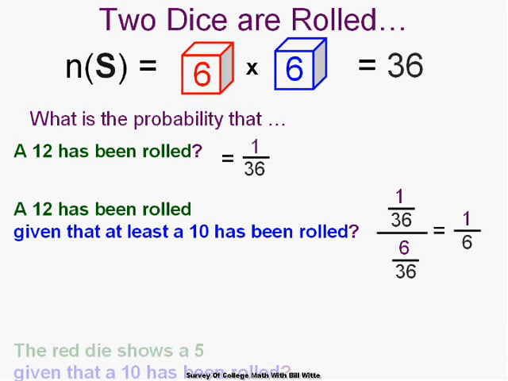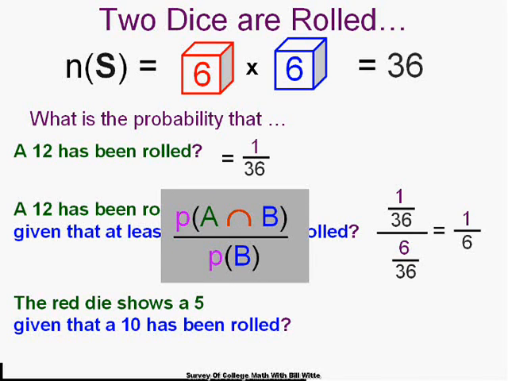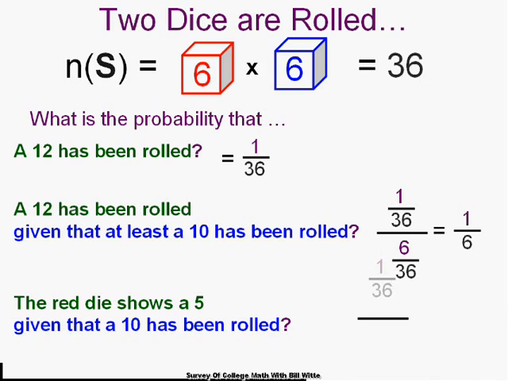Okay, let's do another one. What's the probability that the red die shows a 5, given that a 10 has been rolled by the two dice? I'm sorry, a 10 has been rolled total. That the red die shows a 5. Well, what's the probability that both happened at the same time? The red die shows a 5, and at the same time, a total of 10 has been rolled. Well, there's only one way for that to happen, isn't there? One way, a 5 and a 5, to get the 10 and to have a 5 showing on the red die.